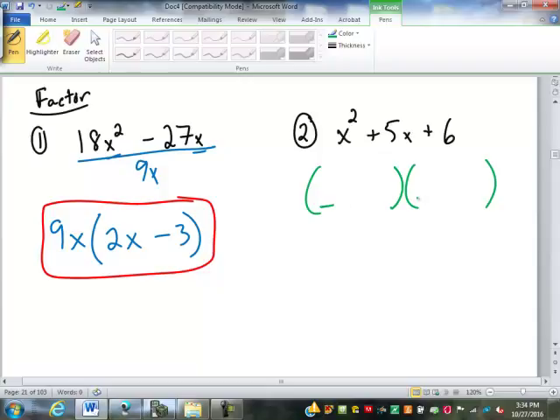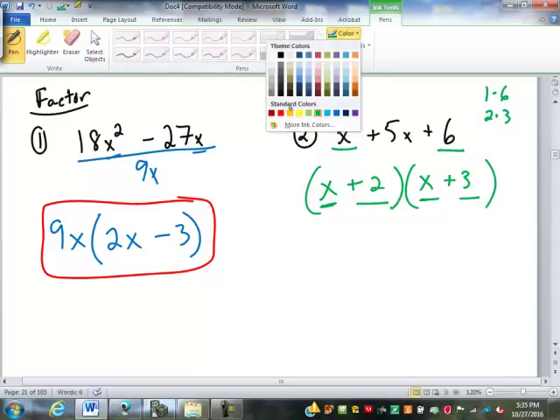So that first number in each has to do what? Has to multiply to make what? The x squared. So that's got to be x times x. The second two numbers have to multiply to make 6. So we've either got 1 times 6 or 2 times 3. Since these are just x's, the order that we put these in doesn't matter. Which ones are we going to use? Plus 2 and plus 3.